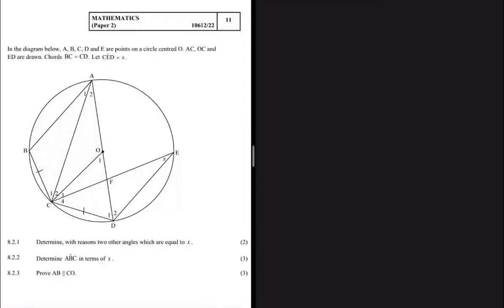The answers to this question are actually on the question itself. Let me show you what I'm talking about. This question says that in the diagram below, A, B, C, D, and E are points on a circle centered at O. AC, OC, and ED are drawn, and chord BC is equal to chord CD. So let's go ahead and write that down. We're saying that chord BC is equal to chord CD. And then we are told to let angle CED be equal to x.